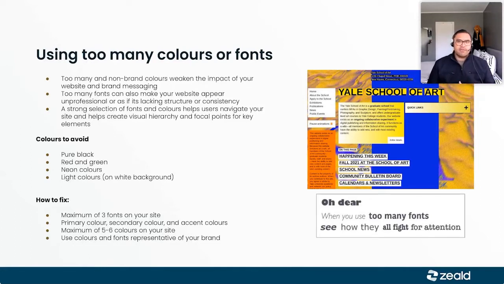It's recommended that you don't use more than 3 fonts on your website in a variety of weights and styles. But for selecting colors, it's best to have a primary color, a secondary color, and maybe an accent color. We normally recommend no more than 4 or 5 colors on your website.